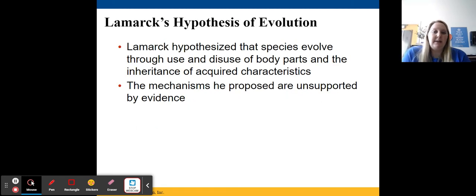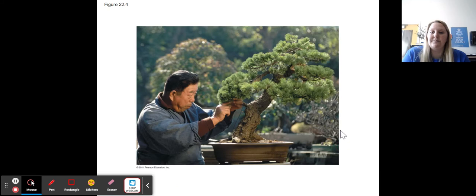We had a scientist by the name of Lamarck who hypothesized that species evolved through the use and disuse of body parts. However, this was very quickly denied because there was no evidence to support it. It's not like, okay, I'm no longer using my left foot, so I'm not going to have a left foot anymore. That's not exactly how it happens.